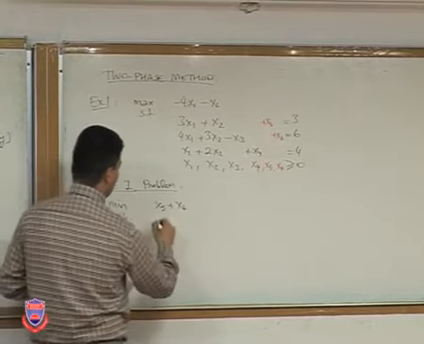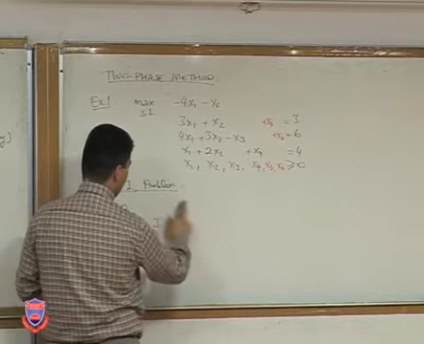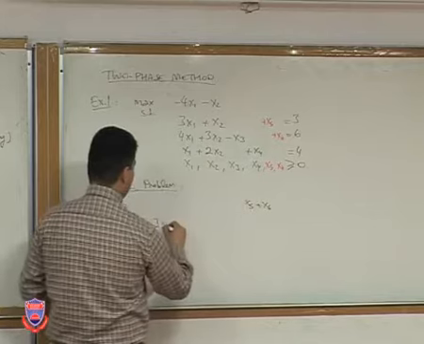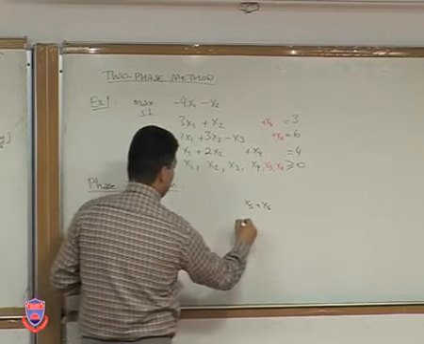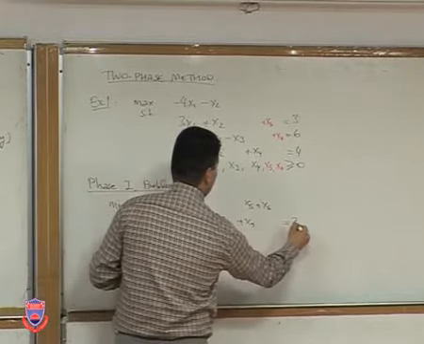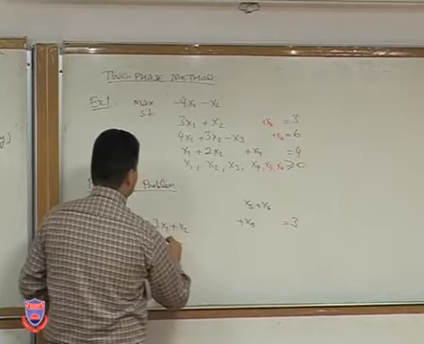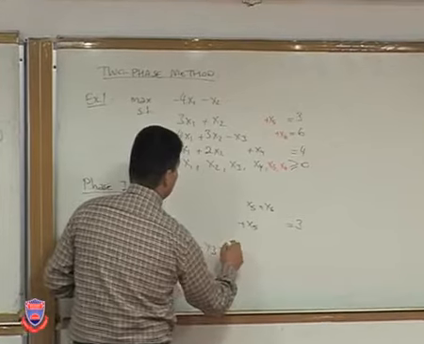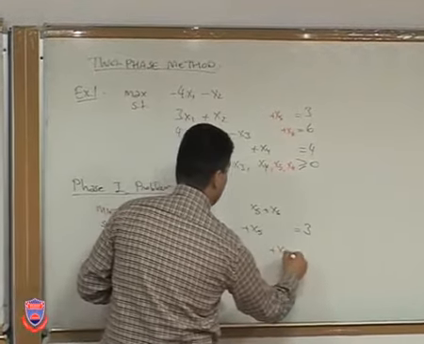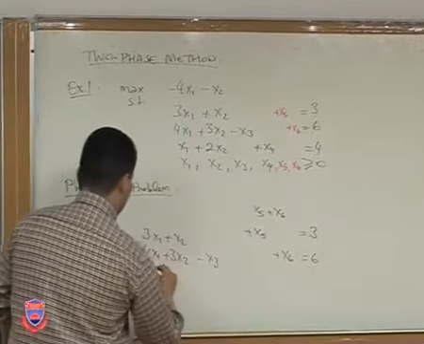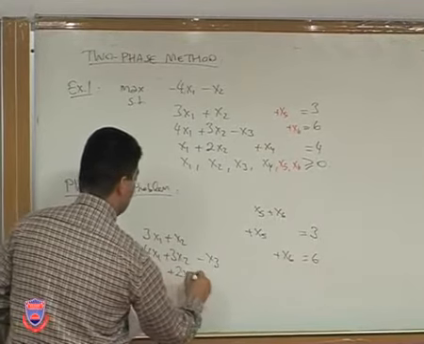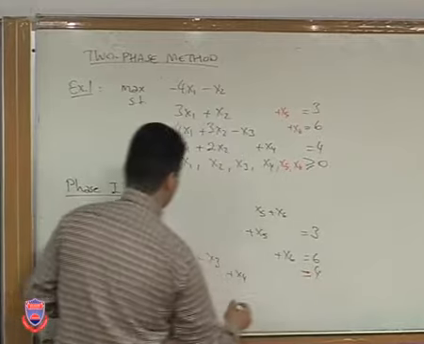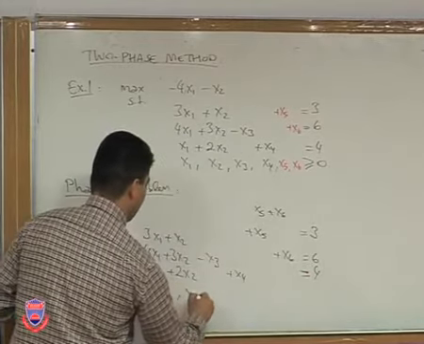subject to the same constraints. I'll just copy the constraints. 3x1 plus x2 plus x5 is equal to 3. 4x1 plus 3x2 minus x3 plus x6 is equal to 6. And finally x1 plus 2x2 plus x4 is equal to 4. Then each of my variables is non-negative.